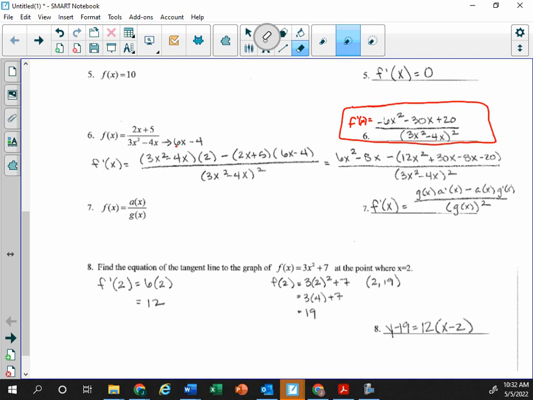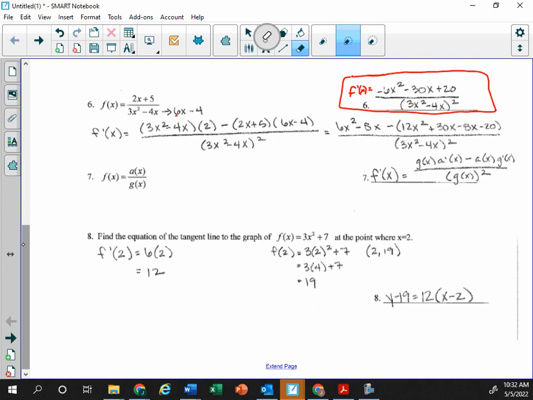Seven is really just knowing your quotient rule, and then 8, remember to write an equation, you need a point and a slope. If you need me to go through any of these, please just ask. Or if you can't read something, let me know that too, okay. That's just point slope form. Yeah, and you can stop there. You can solve for y if you want to, but you're welcome to just stop at point slope.